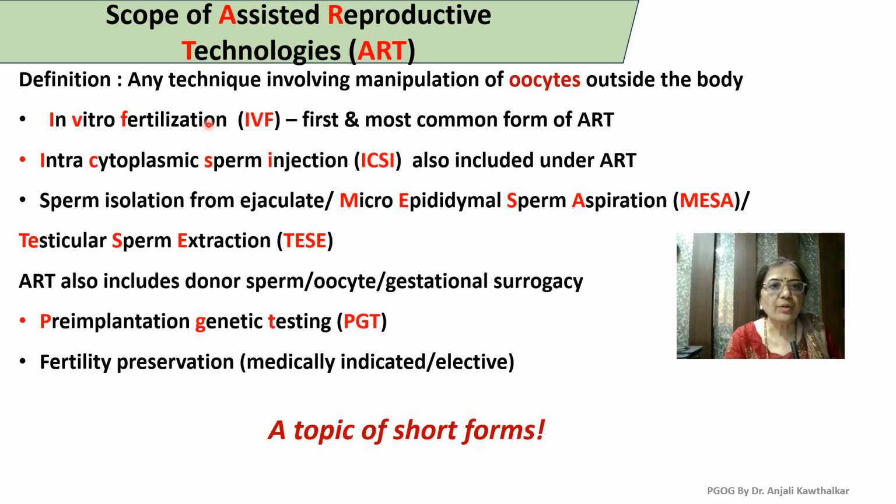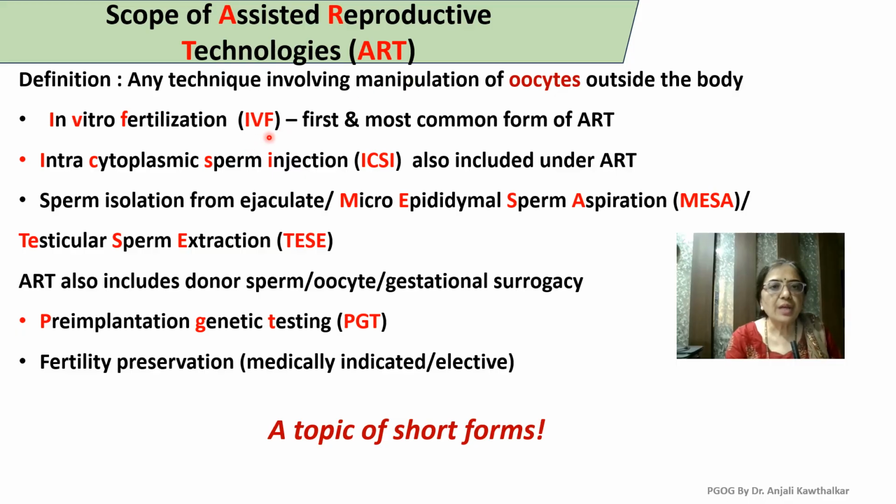Definition of assisted reproductive technology is any technique involving manipulation of oocytes outside the body. So this definition is relevant in the sense that whenever we manipulate the oocyte, then only it is assisted reproductive technology. For example, if we take IUI, intrauterine insemination, here we are not doing any manipulation to the oocyte, and that is why it is not coming under the umbrella of assisted reproductive technology.